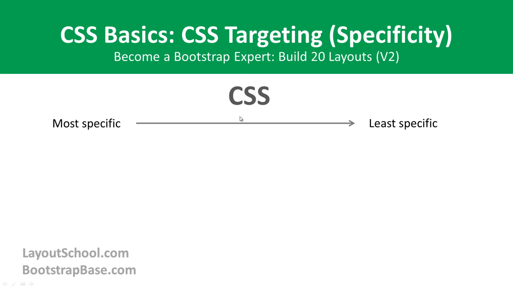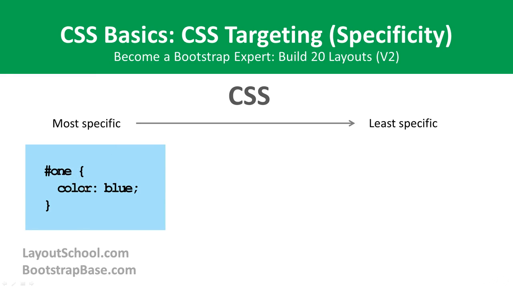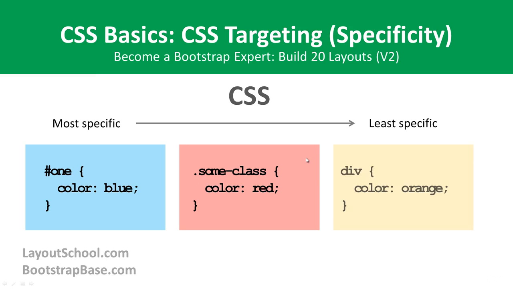And to do that, CSS has a system of specificity, and here we've got an example of the most specific going to the least specific. So the most specific CSS selector, in our examples, is the ID selector. And then we've got the class selector, and finally we've got the element selector. So this is the order. The ID selector is the most specific, and the element selector is the least specific. And of course the second most specific is the class selector.